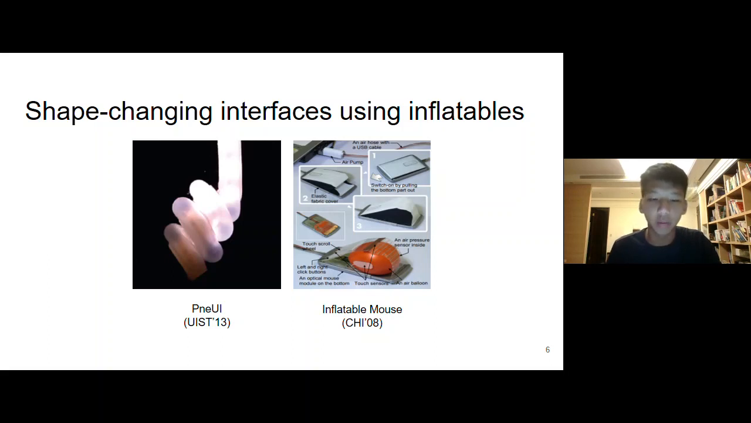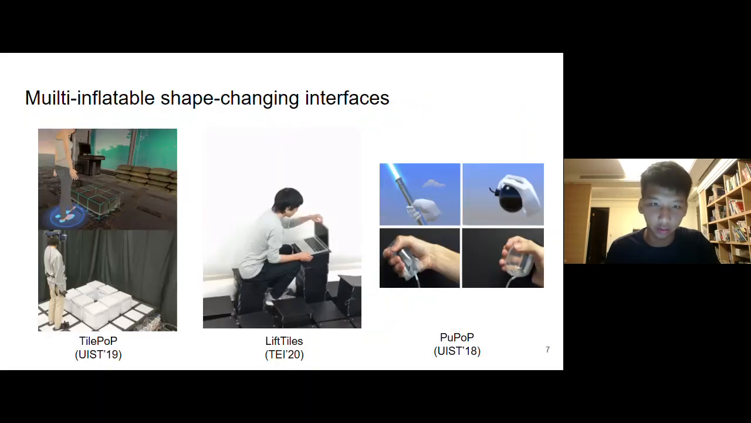Here are some examples of using one inflatable to implement a shape-changing interface. NewsEffect uses a preconfigured inflatable to change its shape progressively. Inflatable Mouse also uses one inflatable to change the shape of the mouse to indicate different contexts. If we use more inflatables, the shape forming will be more flexible. Here are examples of multi-inflatable systems.